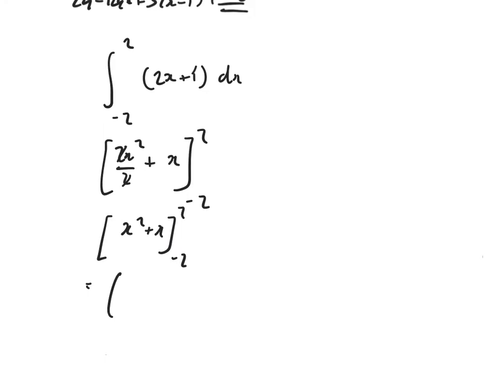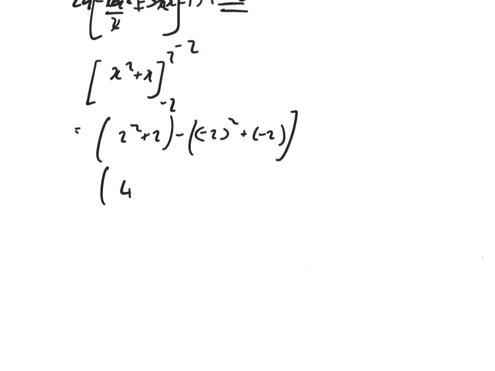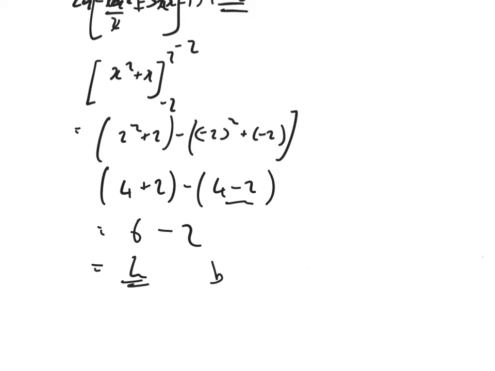Okay, so that's going to be 2 squared plus 2 minus 2 all squared plus minus 2. Okay, so that's 4 plus 2 minus 4 minus 2, and that is 6 minus 2, which is equal to 4. Question B. And I'm going to integrate between 3 and 1, x squared minus 1 over x squared.